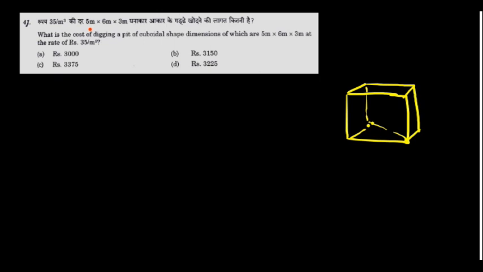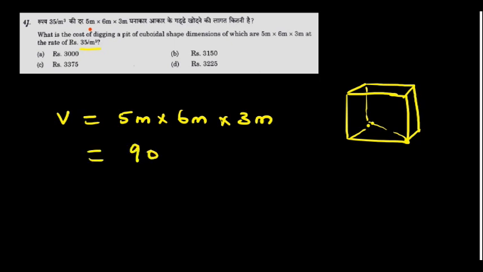That is the question. So here first you have to find the volume. Once you know the volume, we know for unit volume how much is the cost. For a cuboid like this, the volume equals 5 meter multiplied by 6 meter multiplied by 3 meter. So how much does it come? 5 sixes are 30, 30 multiplied by 3, 90 meter cube.